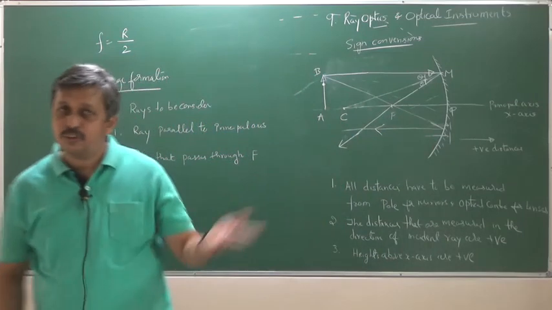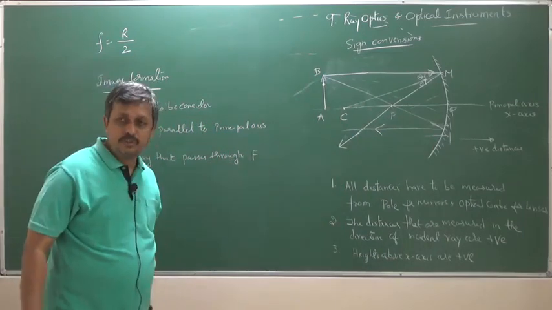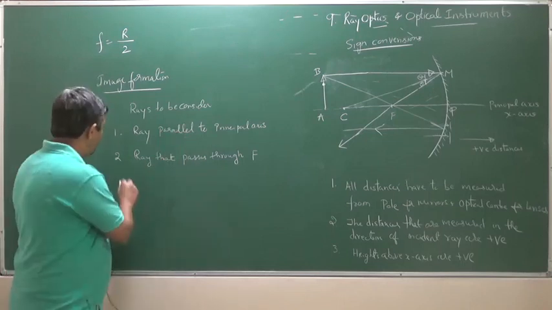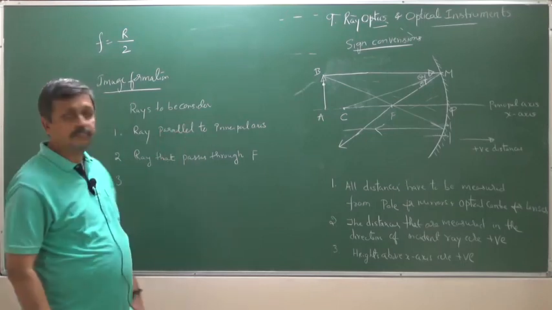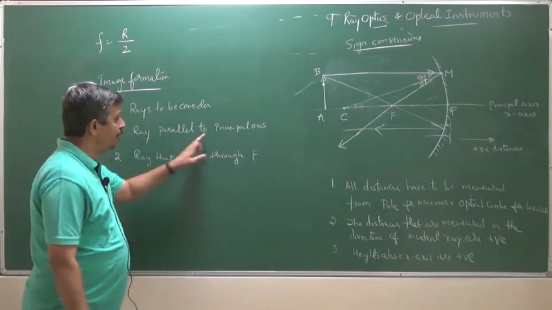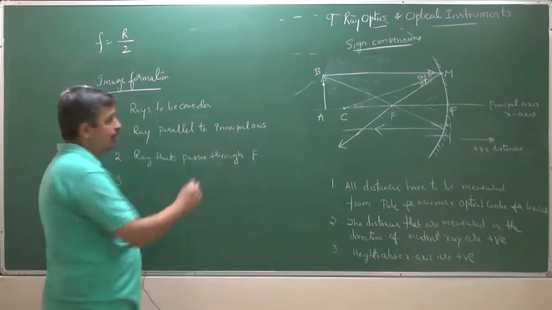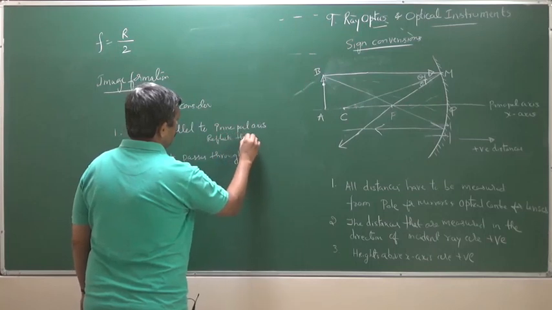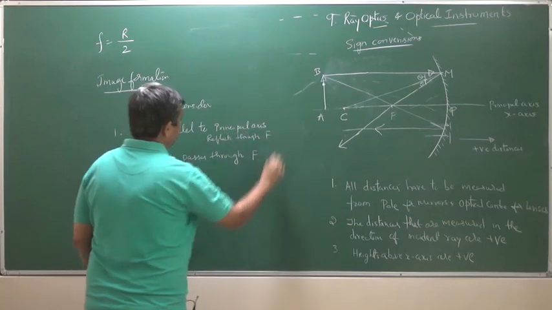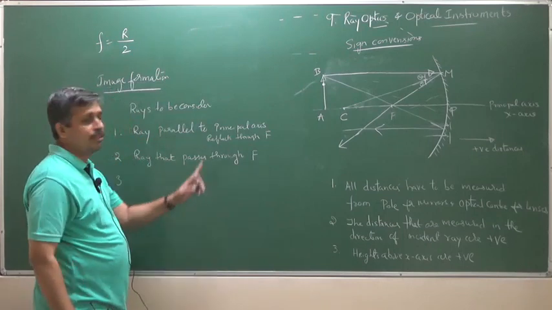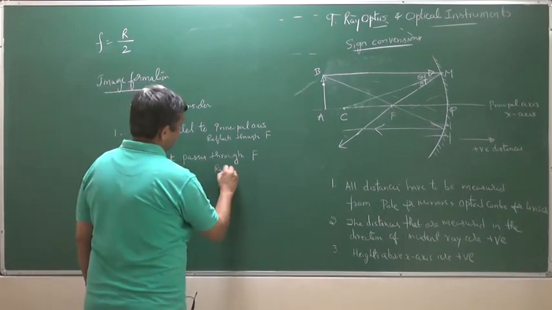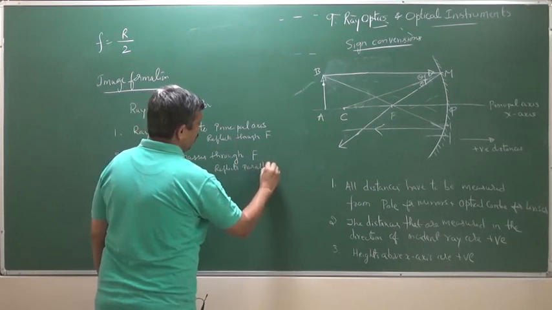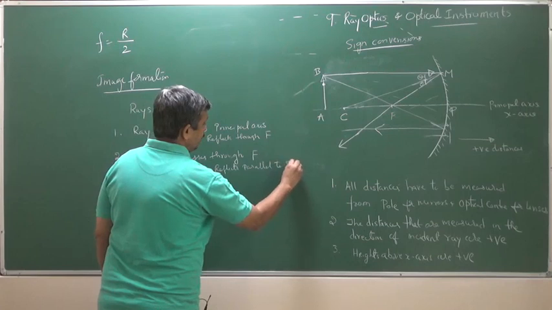So this is again following the same rules of reflection if you carefully do it, but this is easy to do. And then third, ray parallel to principal axis reflects through F. Ray that passes through F reflects parallel to principal axis.